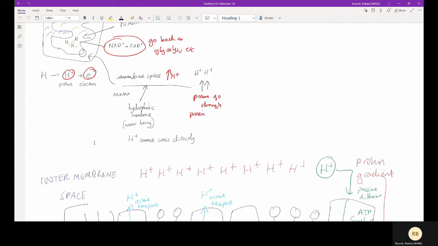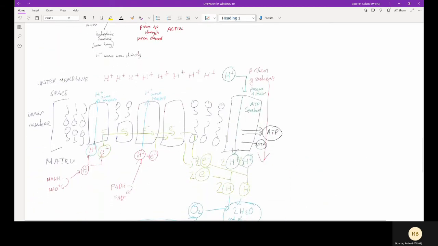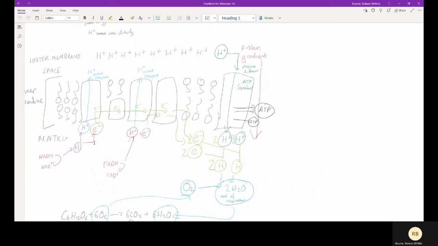However, there's also another problem. Because respiration is a continuous process, there will always be more protons in the intermembrane space than the matrix. Therefore, in order to cross from the matrix to the intermembrane space, the protons must do it through active transport, which requires energy.